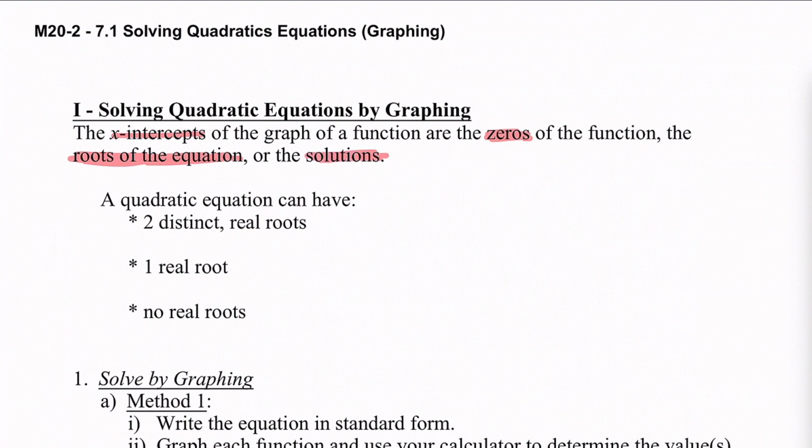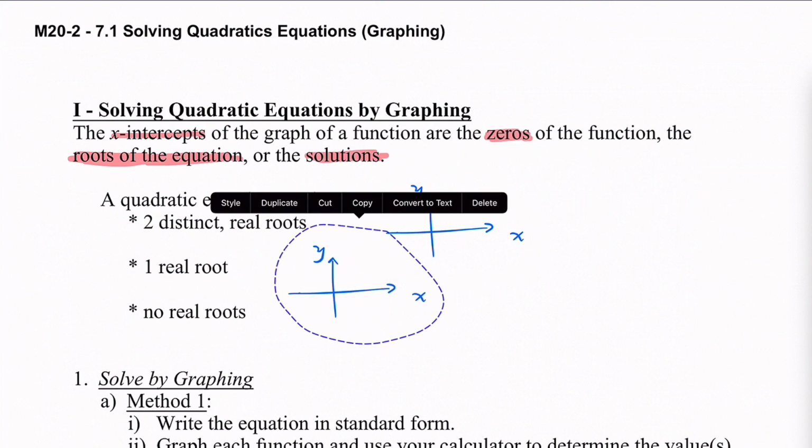Next it says a quadratic equation can have two distinct real roots, one real root, or no real root. All that means is it can either have two answers, one answer, or no answers when we go to solve it. So what this looks like graphically, we'll draw a picture for each one. I'll draw my axes here, my x-axis and my y-axis. Now I'm just going to copy that and use that graph for my other two down below.